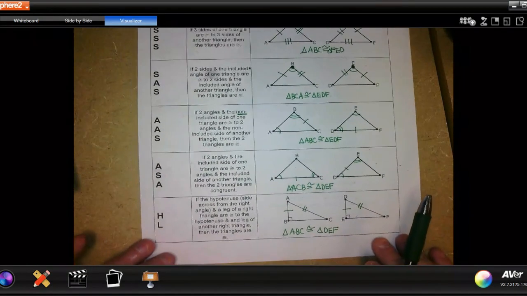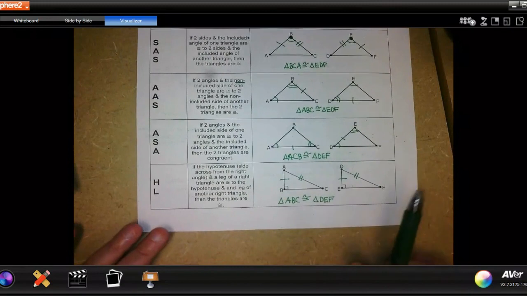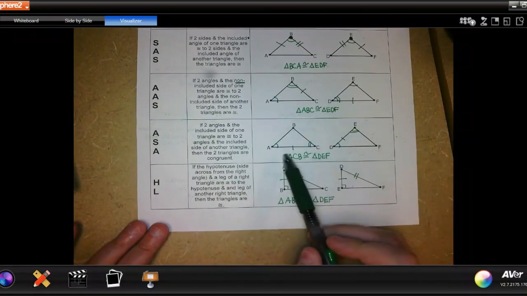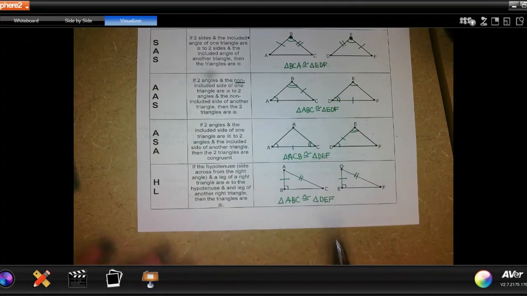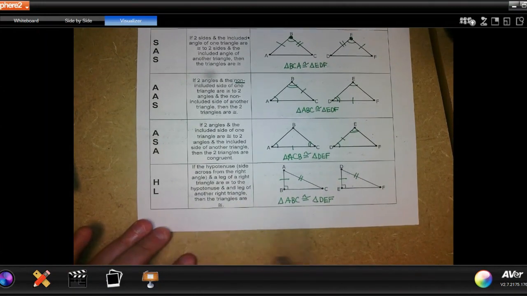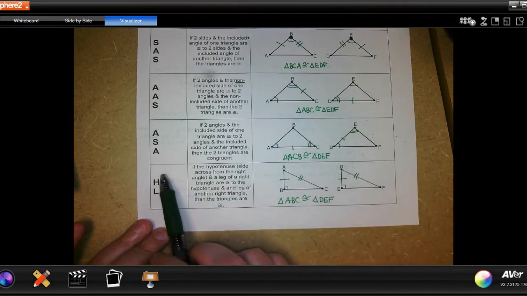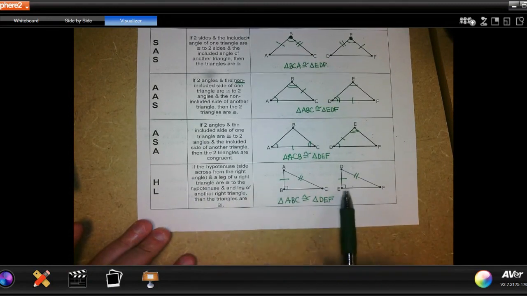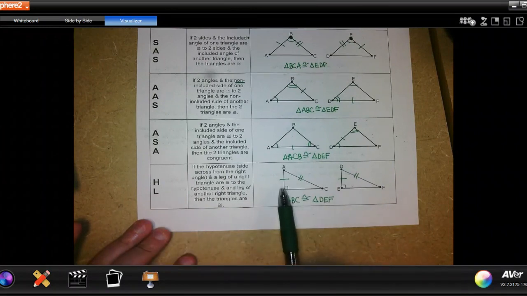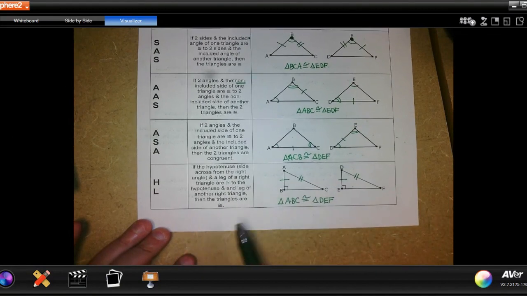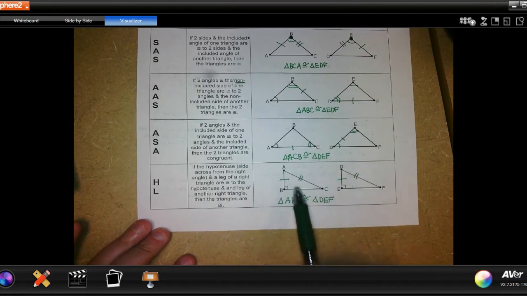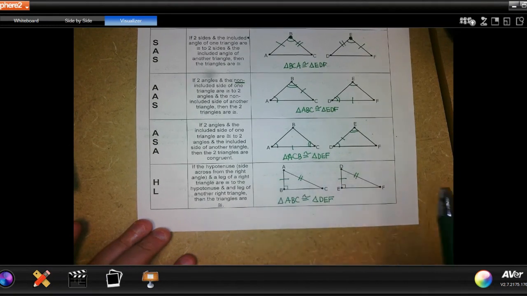Angle side angle is closely and easily confused, but the difference is we use the included side, and there is only one included side here. And then HL, hypotenuse leg, requires there to be right triangles present. And then we're able to apply this, and you may use either leg. So we always use the hypotenuse, the longest side, across from the right angle. And then either pairing works. So in this case, AB and DE.